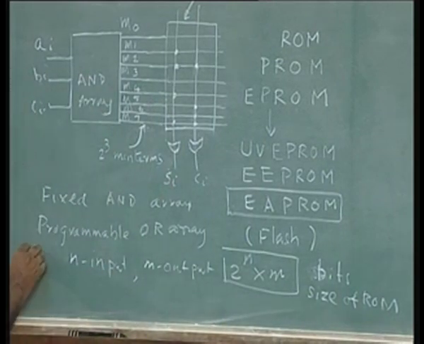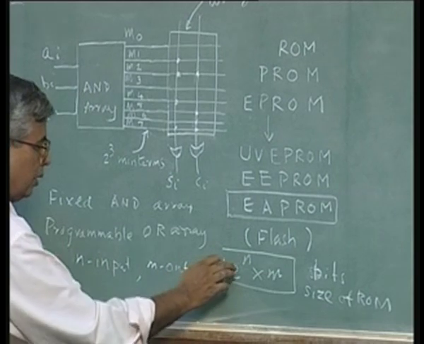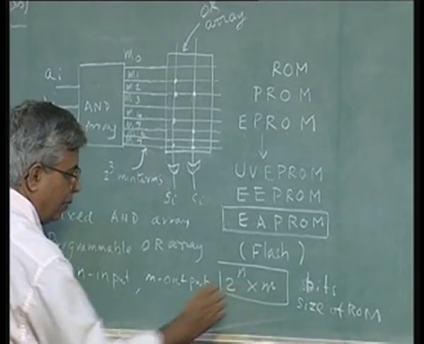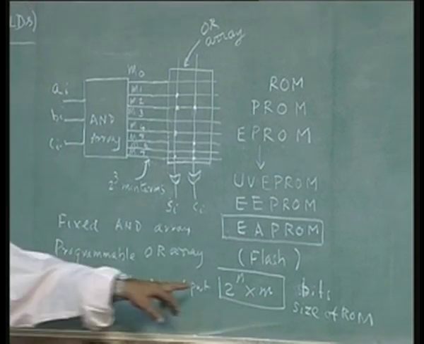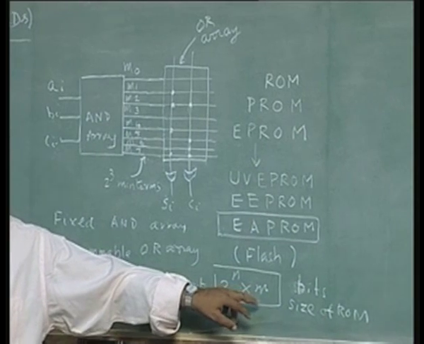Size of ROM for n input, m output device, we need the size will be 2 power n times m. Remember that input increases the size exponentially, whereas output increases linearly.